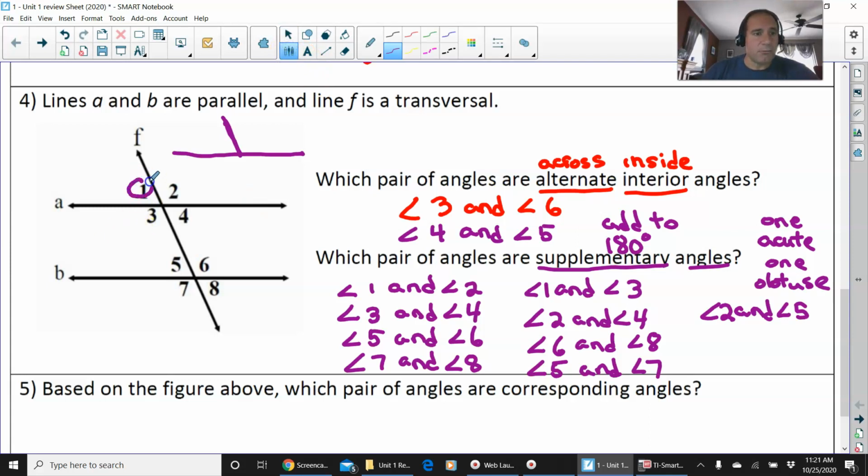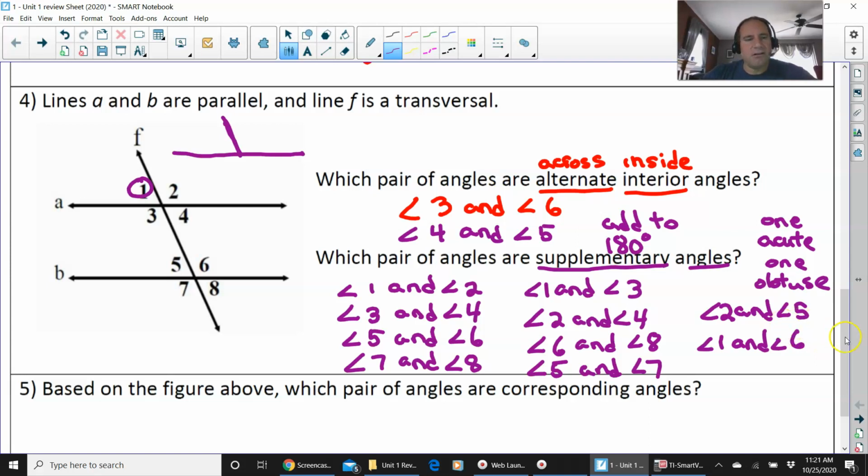So if you pick angle 1, what angle down here is supplementary to that? I'm going to put angle 1 down. You can't say another acute angle. So angle 1 and angle 6 or 7. All right, and that's it. I'm not going to go over any more, but you get the idea.